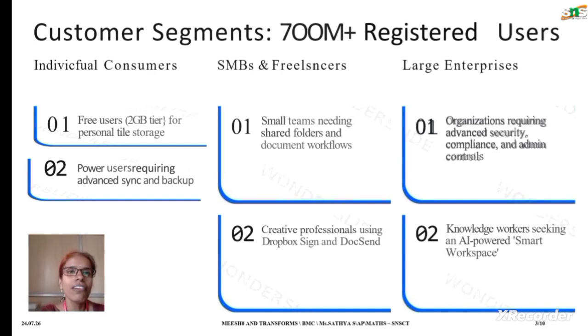From the second category we will have 2 items. The first is small teams, who need shared folders and document workflows. The second is creative professionals using Dropbox Sign and DocSend. The third one is large enterprises. Here we have organizations which require advanced security, compliance, and admin controls. The next is knowledge workers seeking an AI-powered smart workspace.